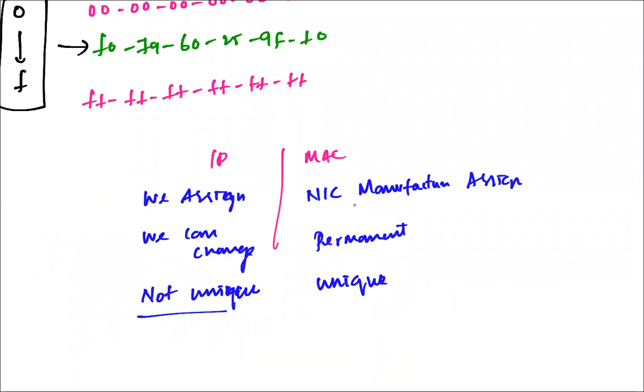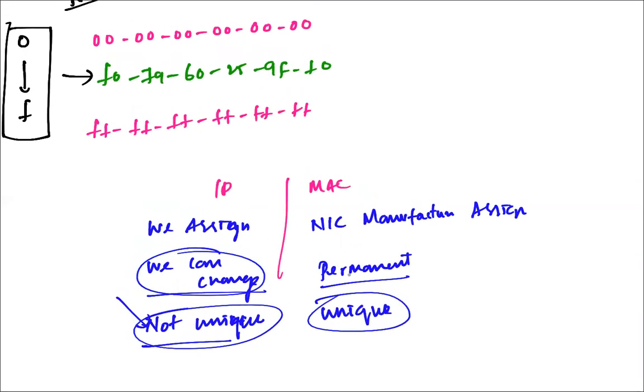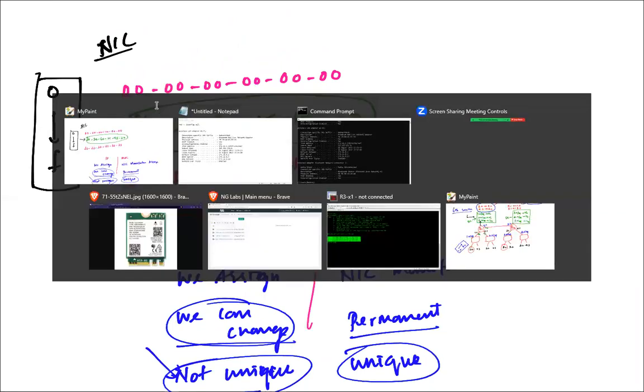So we assign the IP, and the NIC manufacturer assigns the MAC. We can change the IP because we assign it. We cannot change the MAC because it is assigned by the NIC manufacturer, so it's permanent. The IP is not unique because many devices around the world can have the same IP address, so it can be duplicated. But the MAC address is unique. No one in the world will have this MAC address.